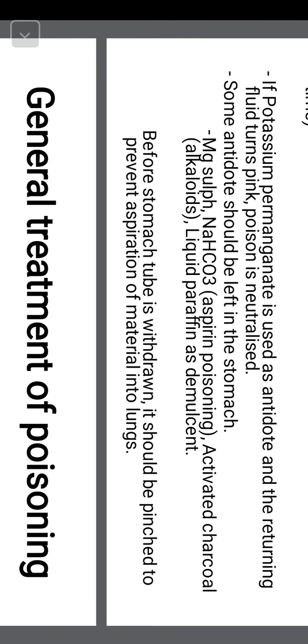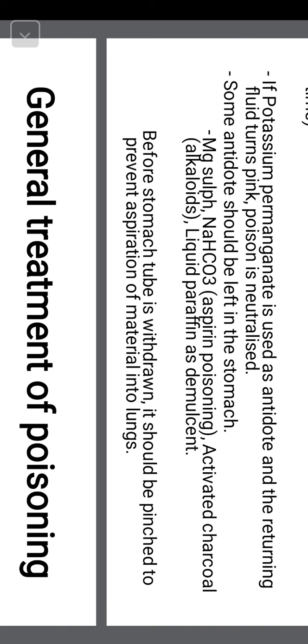Potassium permanganate is also used because it will act as an indicator also. Potassium permanganate will neutralize the poison, so the violet colored potassium permanganate solution will neutralize the poison, and because of the chemical reaction, this violet colored potassium permanganate will be converted into pink color, and it will be indicative of it having acted with the poison.